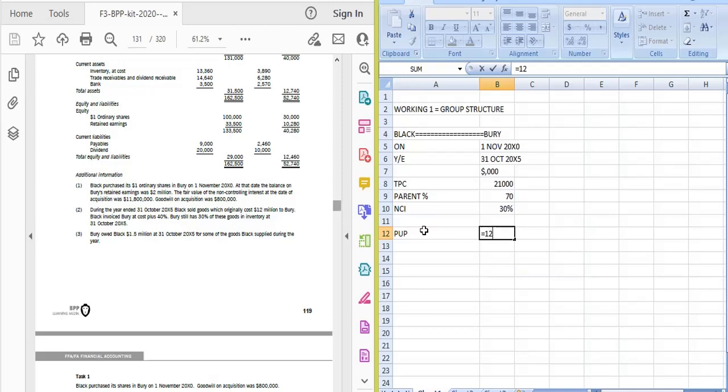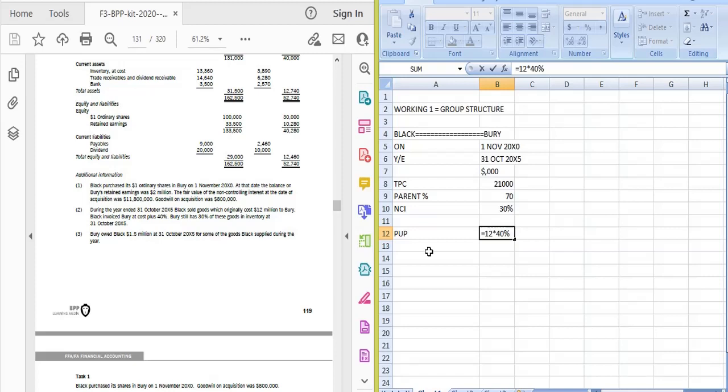Okay, and Black invoiced Bari at cost plus 40%. Here, cost plus 40% means the cost which is given in the question is the selling price, and plus 40% means 40% is margin. So, don't get confused with the markup. As the question has told cost, here cost means cost to Bari. Bari is the buyer, okay. So, 12 million is the selling price of the seller. So, 40% is a margin. So, we will multiply it with 40.